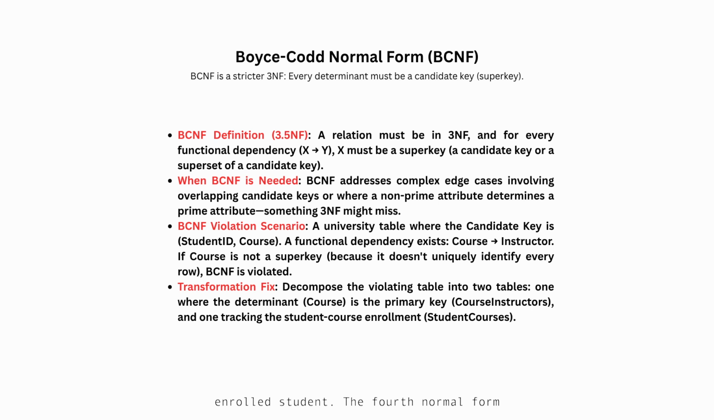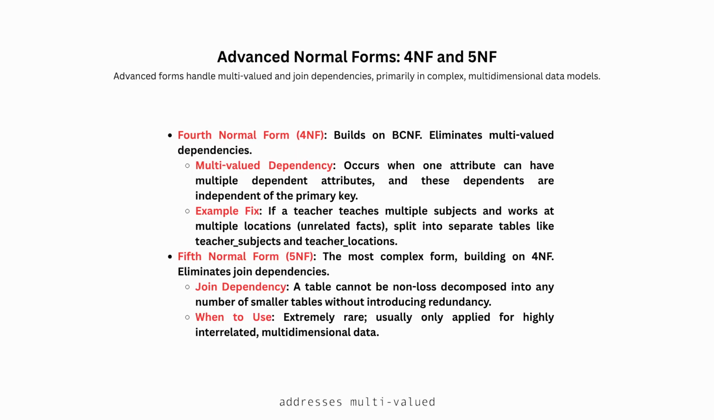The fourth normal form addresses multi-valued dependencies. This occurs when a single record contains multiple unrelated facts. For instance, storing a publication's keywords as a multi-valued attribute violates 4NF. The fix is to separate multi-valued attributes like keywords into their own table, creating a many-to-many relationship. This ensures each row captures only a single unique relationship.